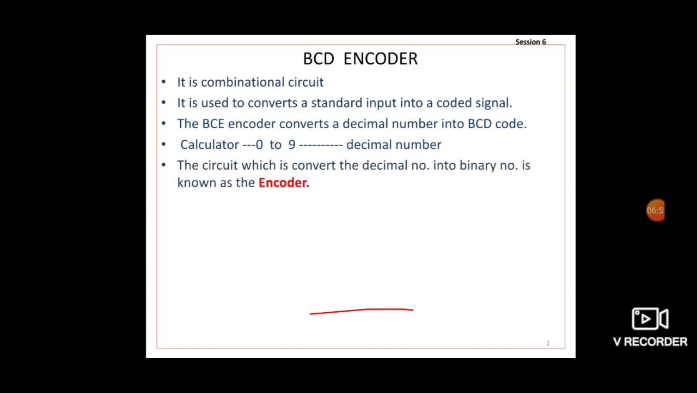So BCD encoder is a combinational circuit which is used to convert a standard signal into a coded signal. So for that we are using BCD encoder. And decoder is the opposite, converting a binary number into decimal. Understood? Now see in detail how the BCD encoder works.